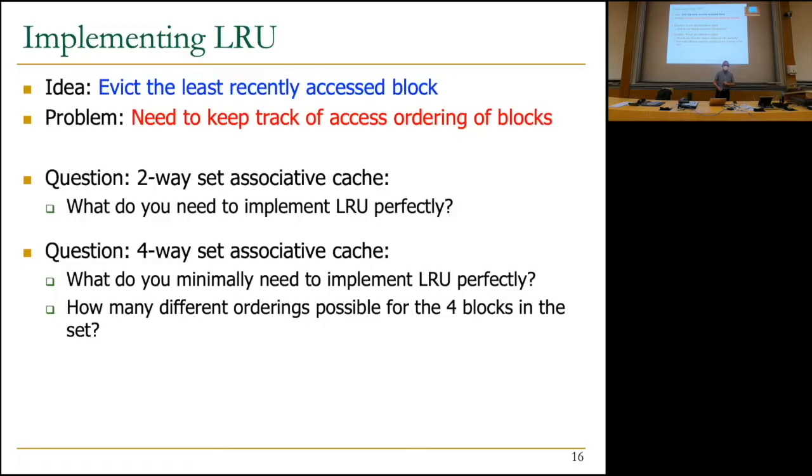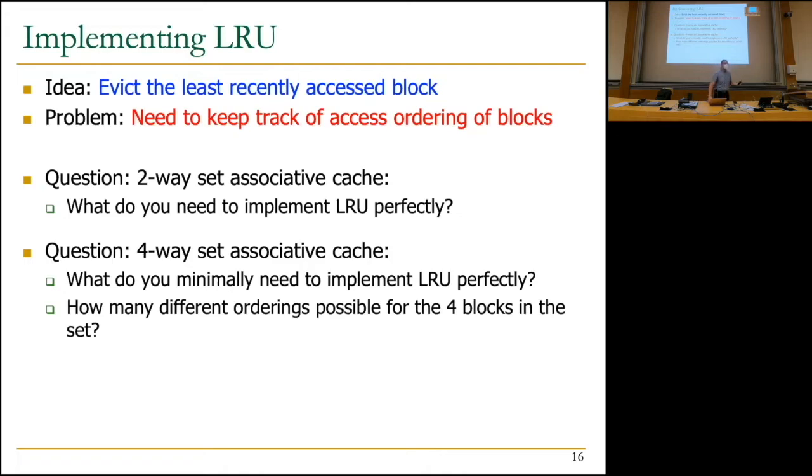Once you have the 4 factorial, you can answer the second question. What is the minimal number of bits you need to implement LRU perfectly? That's log base 2 of 4 factorial. 4 factorial is 24. Log base 2 of 24 is about 5, so basically 5 bits. I'm correct, right? So now it's 5 bits.